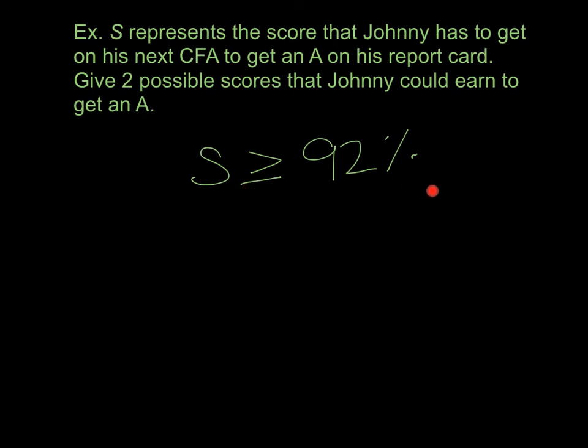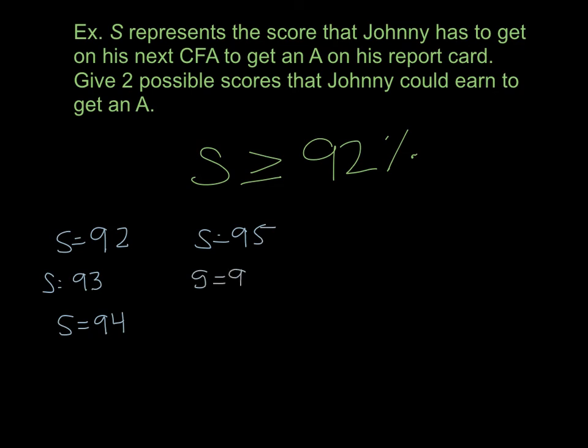I am going to list all of the possibilities. I only have to give 2, but I'm going to show you all of them. So Johnny, he could earn a 92. That would be sufficient. If he earns a 92, he's going to get an A. He also could earn a 93%. Johnny could earn 94. He could earn 95.